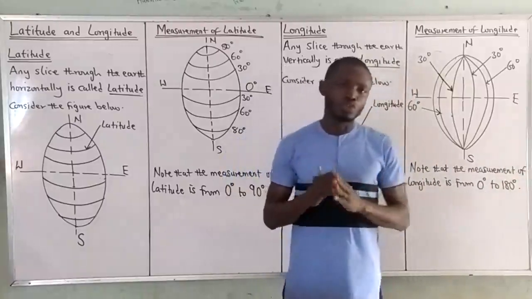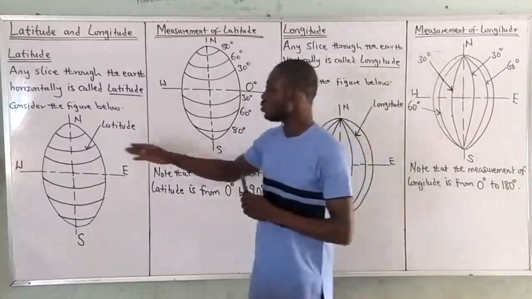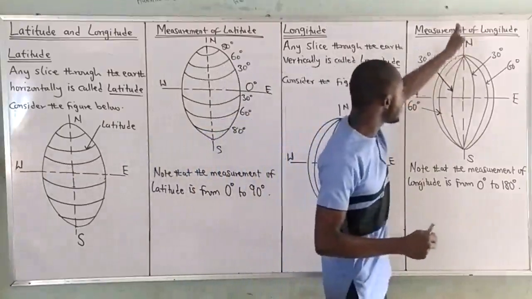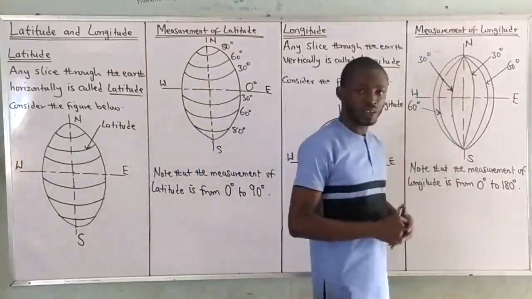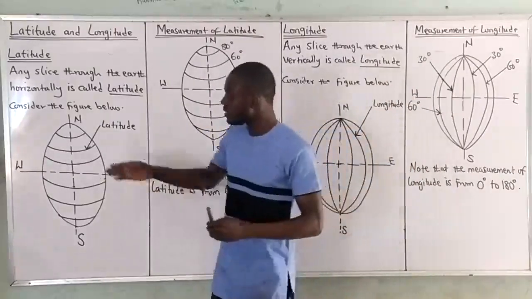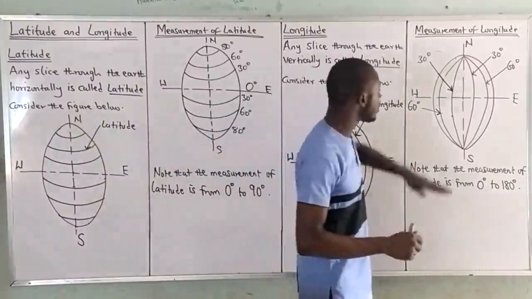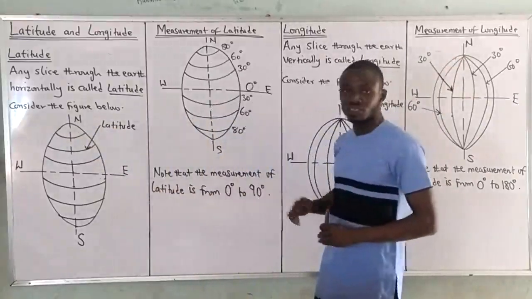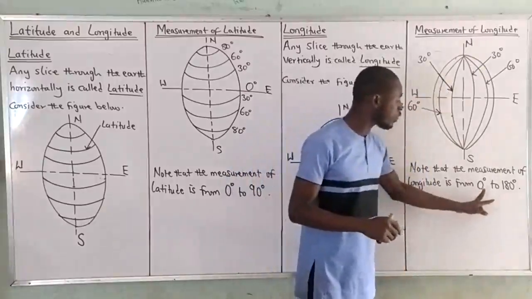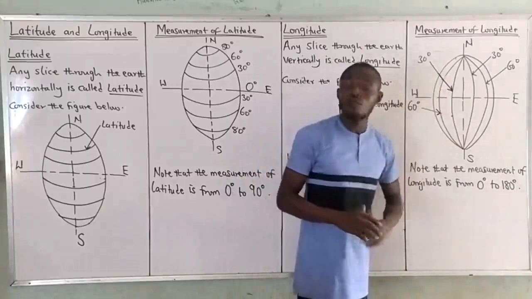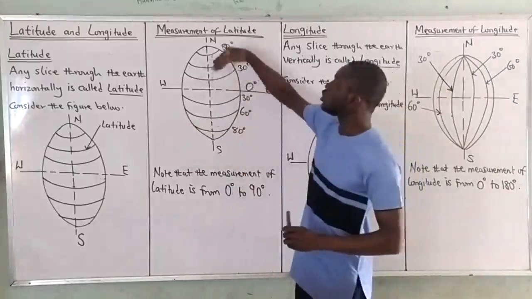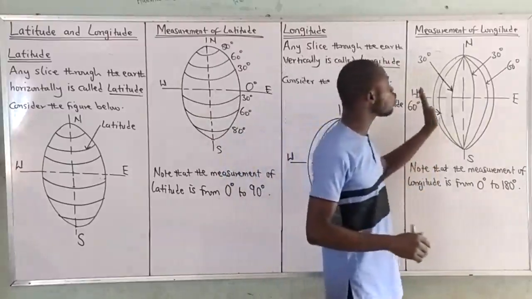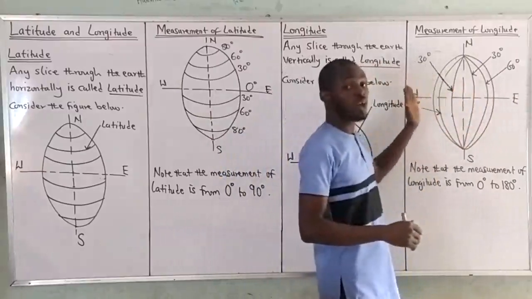That is the major difference between longitude and latitude. For latitude, the center here is the equator. For longitude, the center here is referred to as the Greenwich meridian. For latitude, the slice is horizontal. For longitude, the slice is vertical. For latitude, the measurement is from 0 degree to 90 degree. For longitude, it is 0 degree to 180. For latitude, the measurement is towards the north or the south, while for longitude, it is either towards the east or towards the west.